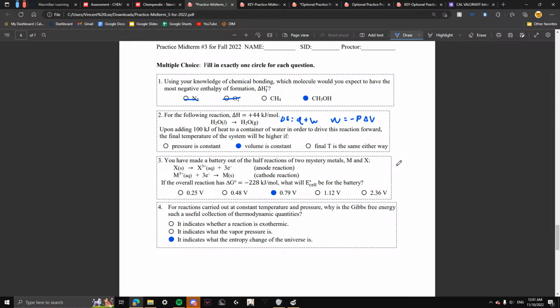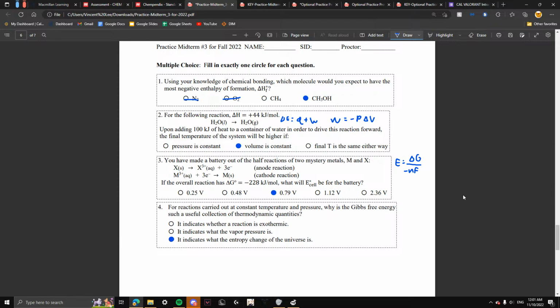where the hell did I? Oh, there we go. If we isolate for E, it's going to be delta G over negative nF, and you plug it in. So negative 228 divided by negative 3 times 96485.